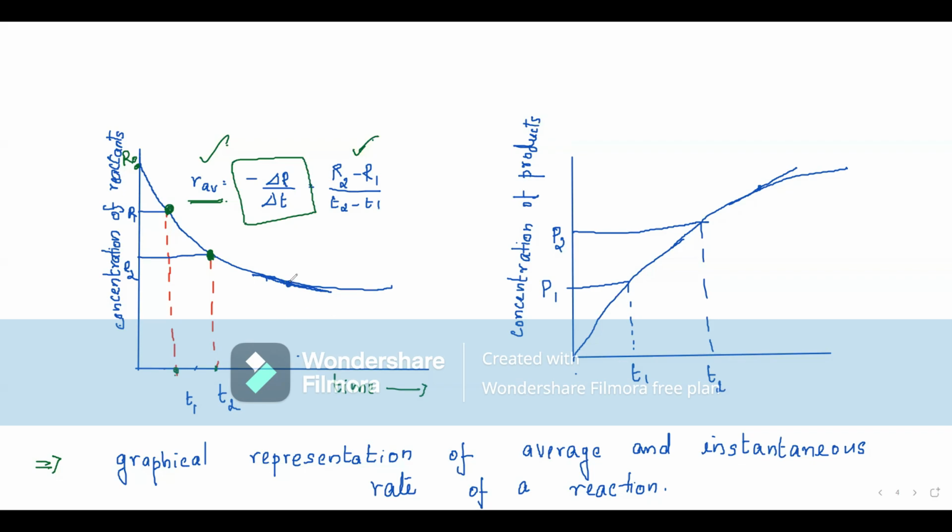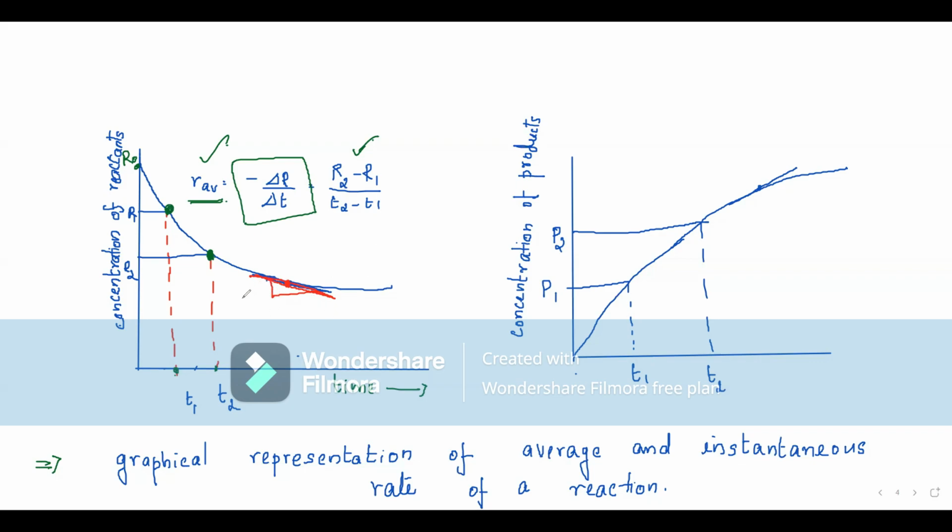Now, instantaneous rate. I've just marked one point here. At this moment, what is the rate of the reaction? To calculate that, we need to draw a tangent to this point and find out the slope of the tangent. The red line which I have drawn first stands for the tangent, and then we find out the slope of the line.